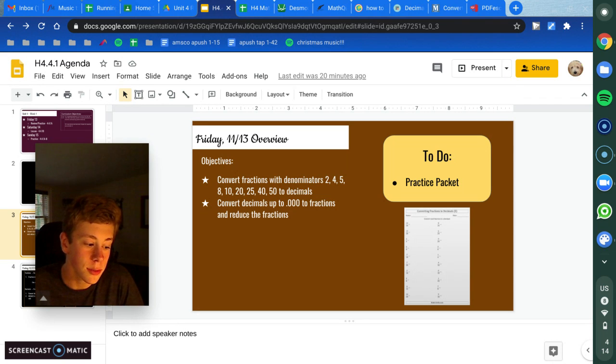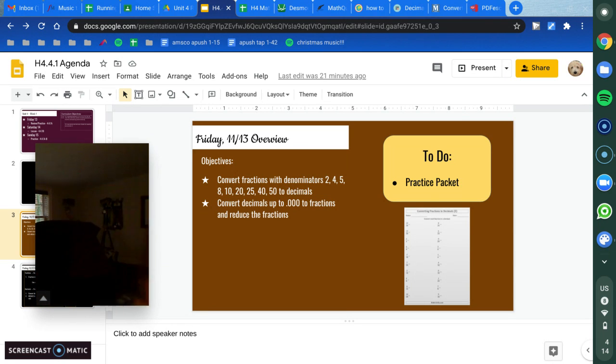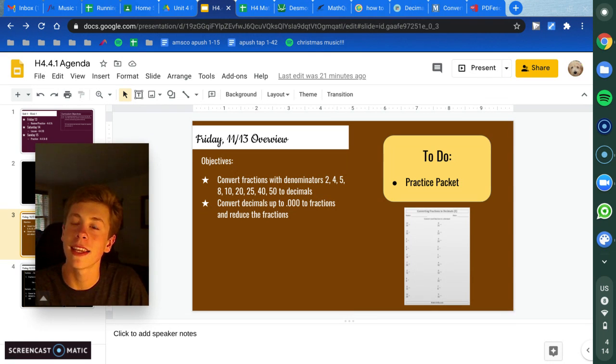Then we're converting decimals with up to 3 decimal places into fractions. So we're going to be having tenths, hundredths, and thousandths. Okay, let me say that real close to the microphone. Thousandths. Not thousands, thousandths.